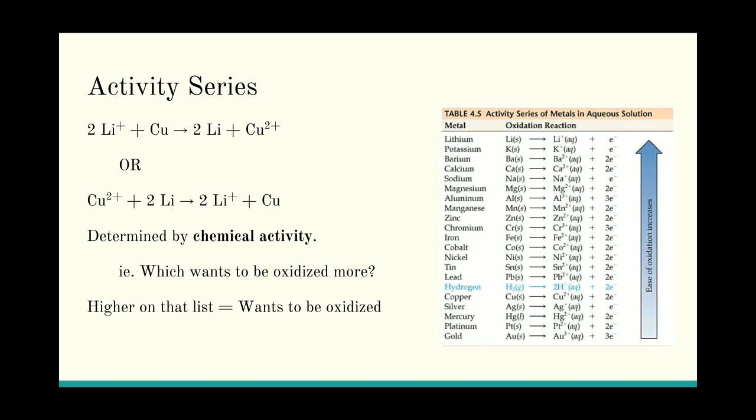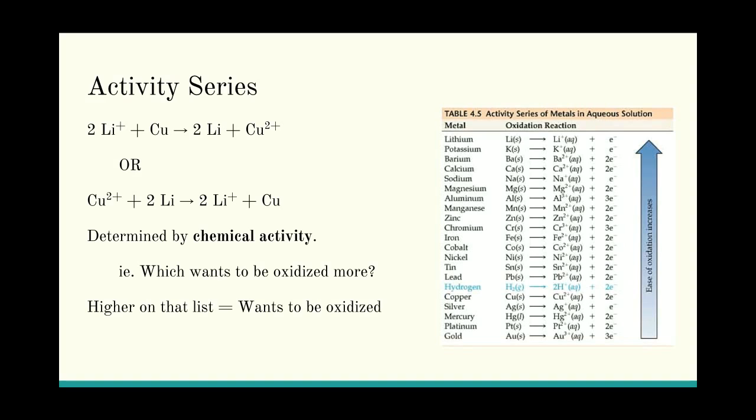And you'll see that lithium on this particular list is all the way up at the top. It is the metal that most wants to be oxidized. It wants to lose its electrons more than anything else on this list. And down at the bottom you have gold. Gold is the least active metal on this list. It really, really does not want to lose its electrons. It wants to stay as gold metal. So that might be one thing that can help you remember what chemical activity means here.